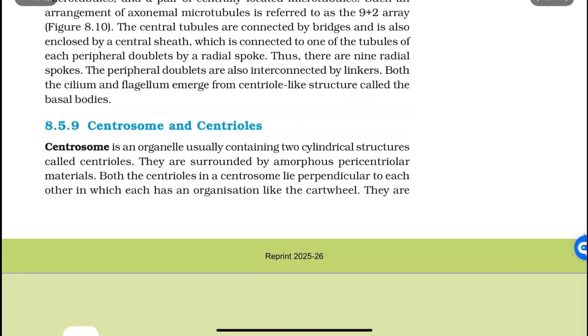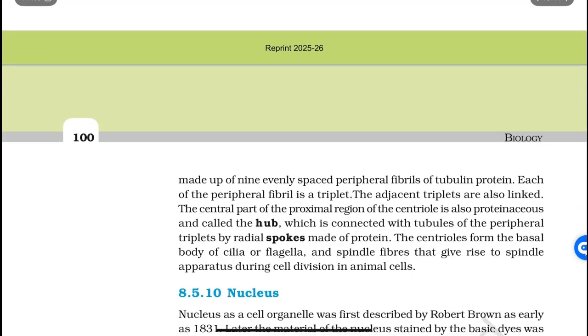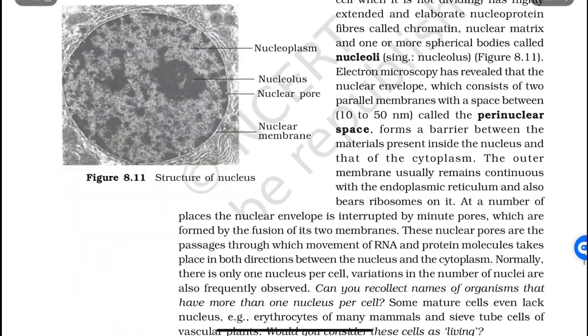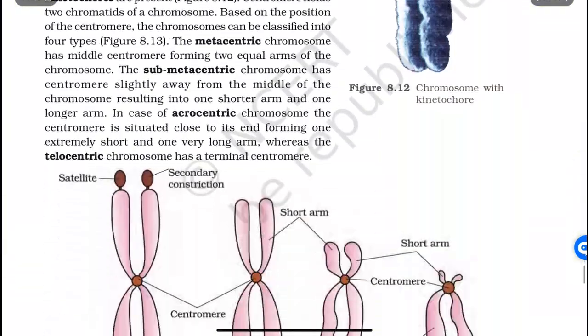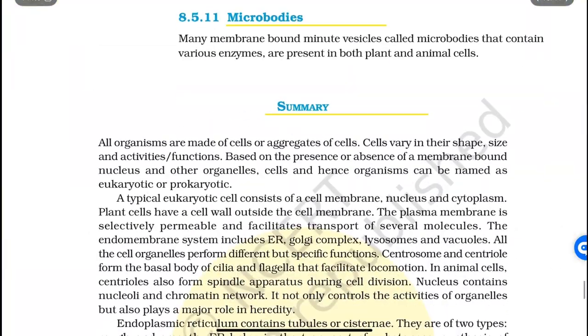Plastids and ribosomes and cytoskeleton, cilia and flagella, centrosome and centrioles, nucleus, the main part, and then microbodies.